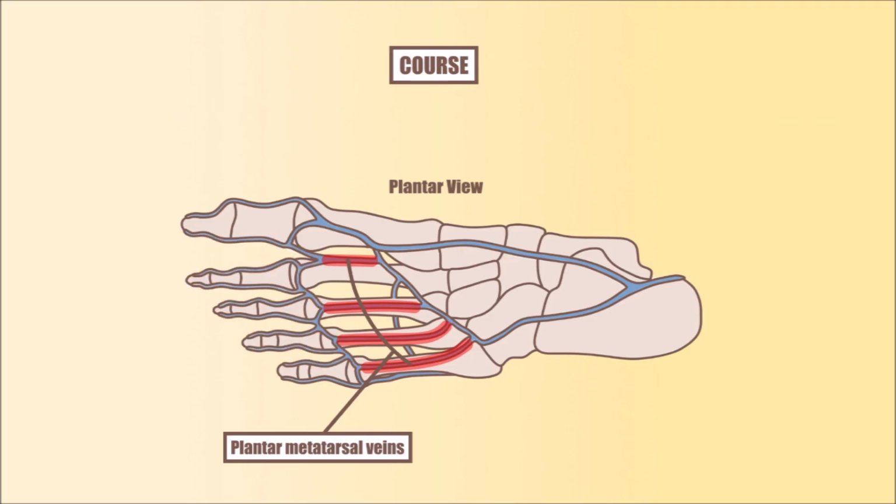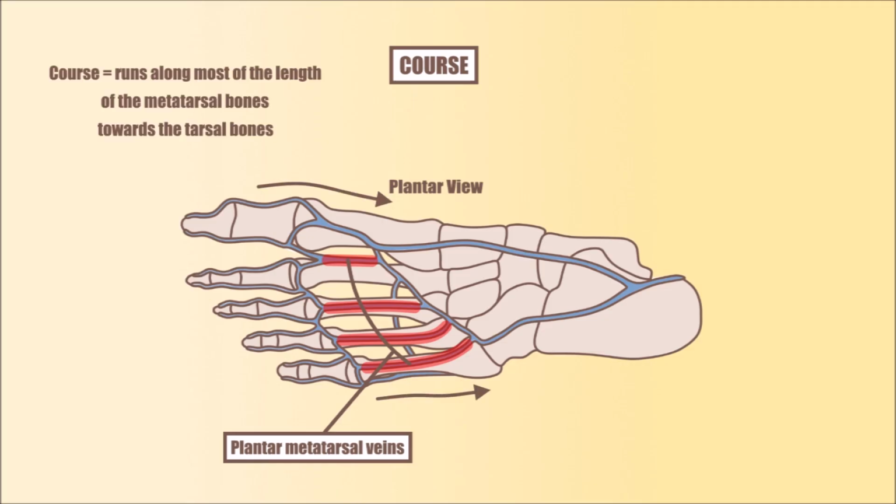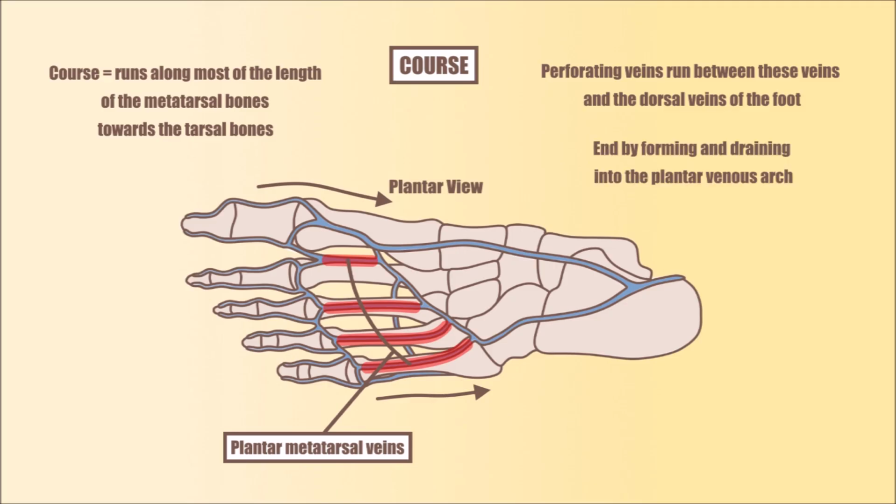What are the courses of these veins? These veins run along most of the length of the metatarsal bones towards the tarsal bones. These veins have perforating veins that run between them and the dorsal veins of the foot. These veins end by forming and draining into the plantar venous arch, which can be seen here highlighted in yellow.